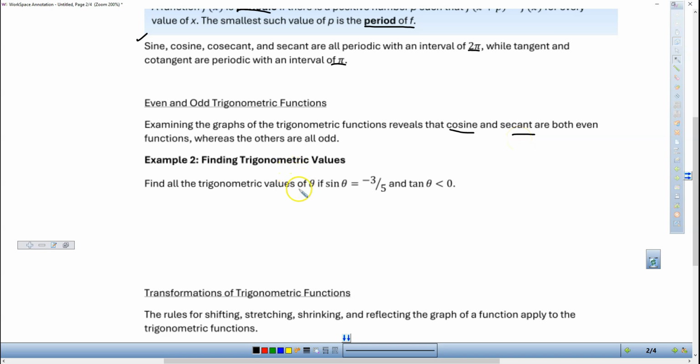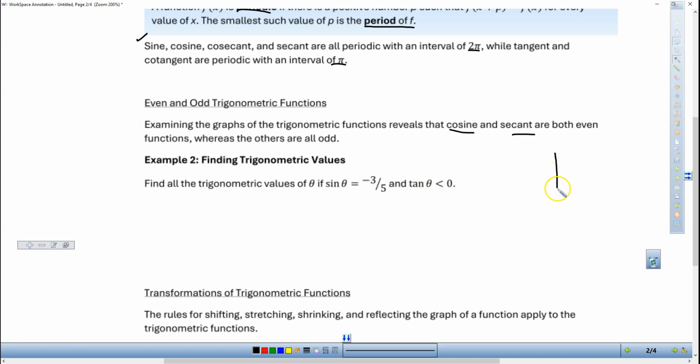So with all that in mind, let's actually go ahead and try to find some trigonometric values. What we want to do here is find all the trigonometric values of theta if sine of theta is equal to negative 3 over 5 and tangent of theta is less than 0. The way we want to evaluate this is first we have to think, okay, where is theta at? Well, we have a negative value of sine, and we know that tangent of theta has to be less than 0.